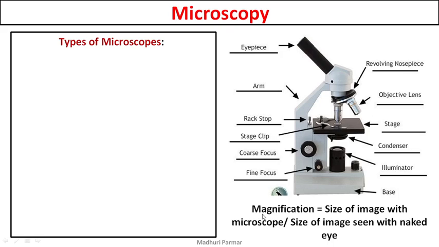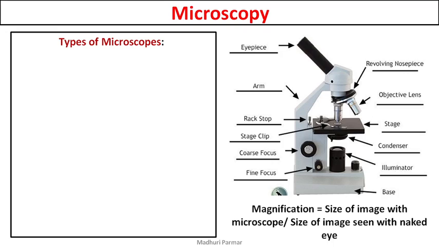Now, what is magnification? I have been using this word so many times. Magnification, as a formula, is the size of the image seen with the microscope divided by the size of the image seen with the naked eye.